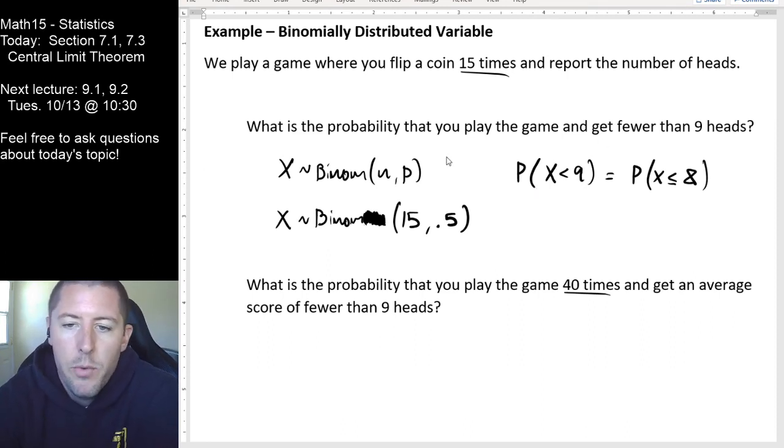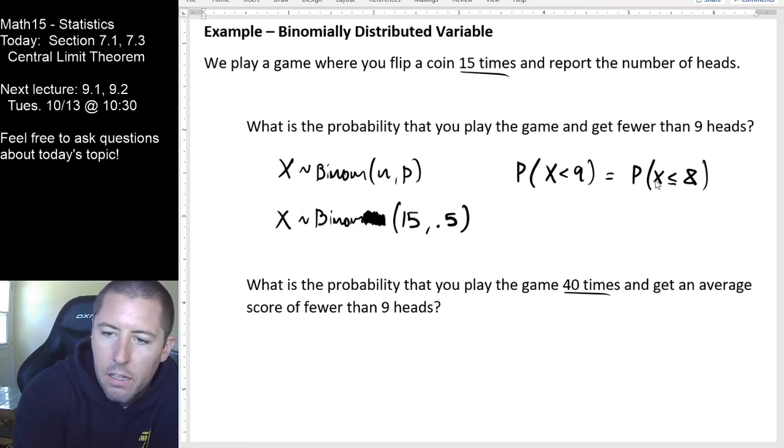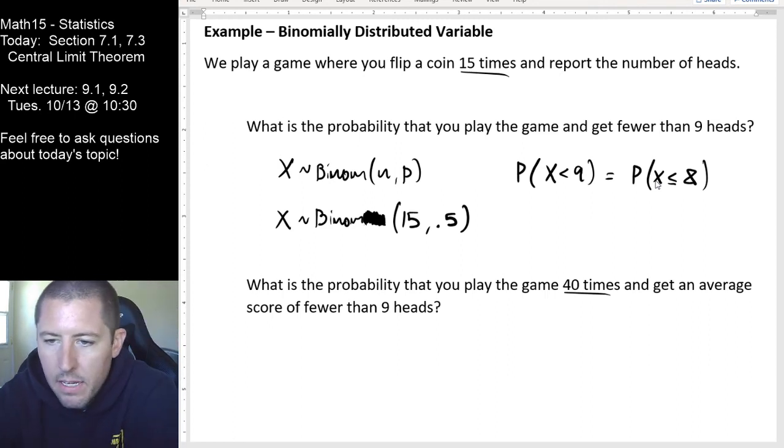And real quick right here, we should notice, what's our average in this case? How many heads do we expect to typically get? Well, np is our expected value in a binomial distribution. And here, n times p, half of 15, is 7.5. So when I'm asking what's the probability that I get less than or equal to 8, I'm thinking this should be really close to 50%, because 50% would be when we do x less than or equal to 7.5, right? So it should be a little bit more than half. Maybe 50-60%, something like that.